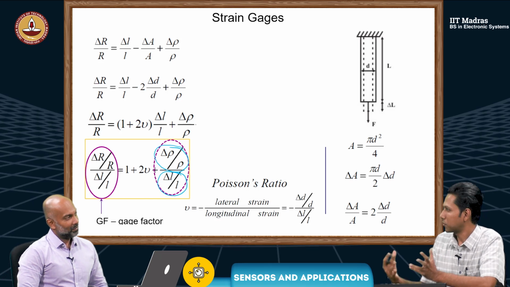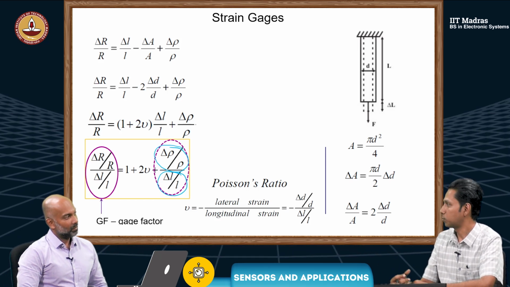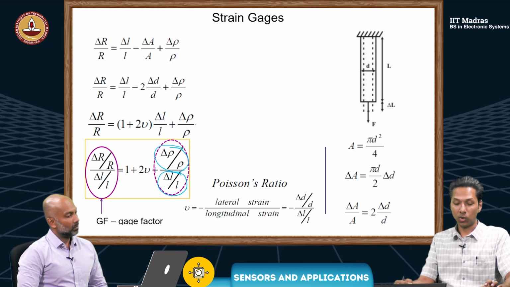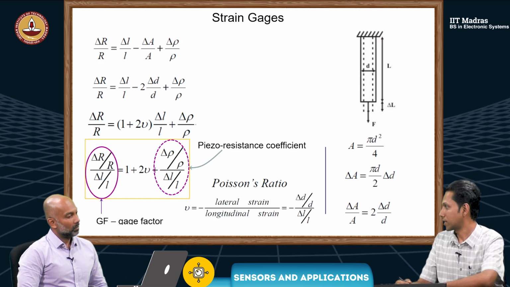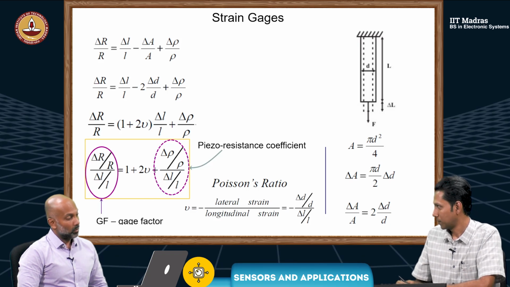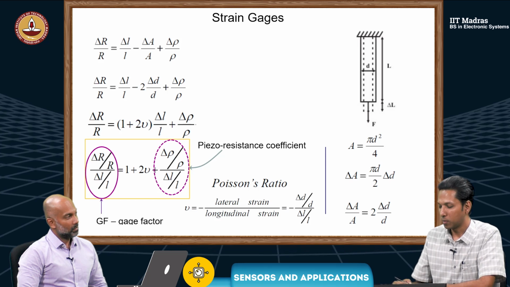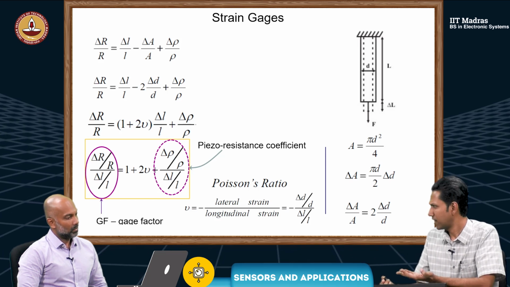So it's a property of the material. Usually we see this more in semiconductor material. So it's called the piezoresistance coefficient. Again, the resistivity of the material is changed. There is a dimensional change.